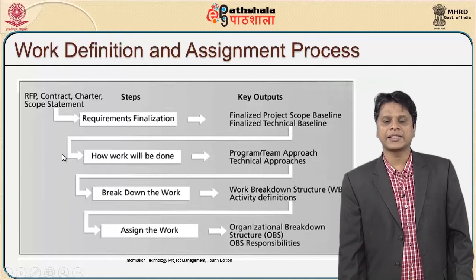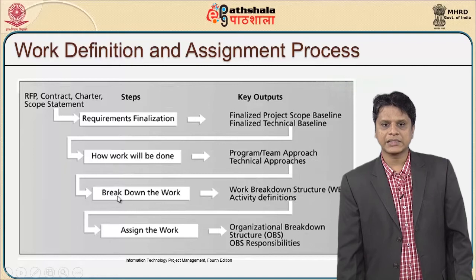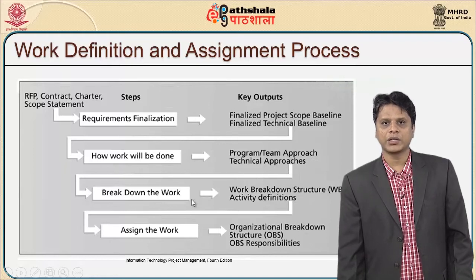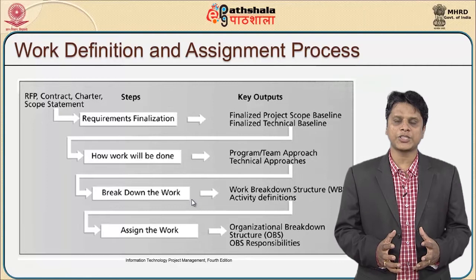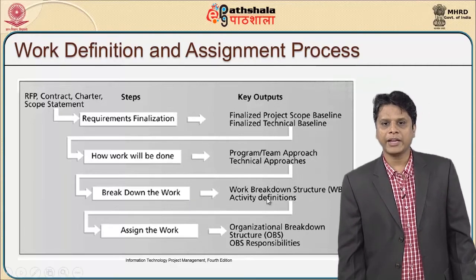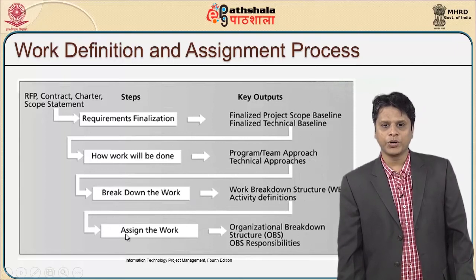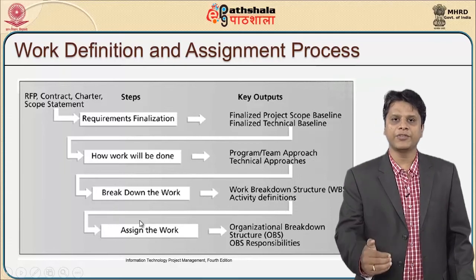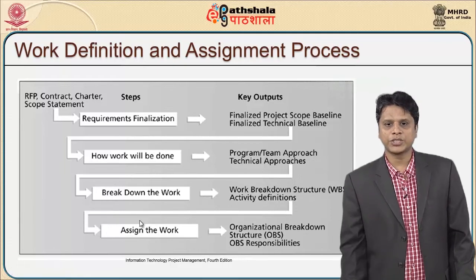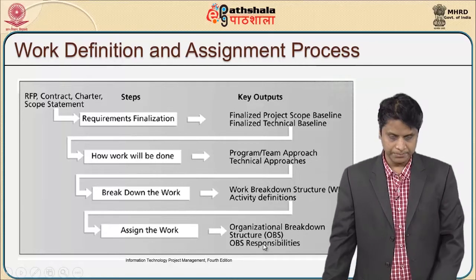Considering this as the input for the next stage, how work will be done, the output for it will be a program team approach and technical approaches. Considering this for the breakdown of the work, it cannot be done as a whole, so it has to be broken down into pieces. So there should be a work breakdown structure. I get an output of work breakdown structure and activity definition, and once I take this as an input, I have to assign each and every piece of work to some teams. So there should be an organizational breakdown structure and organizational breakdown responsibility.